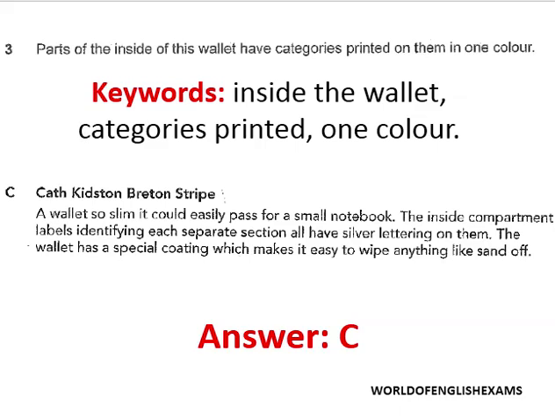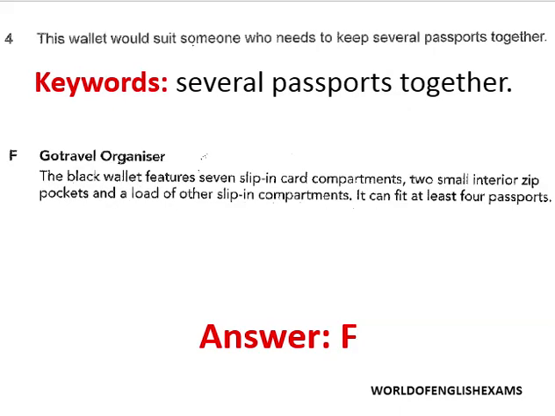Can you see that? Inside compartment. Inside is clearly mentioned in the question, and compartment is nothing but maybe categories. Labels identifying each separate section. So each separate section is also categories. All have silver lettering. Silver lettering on them. Silver lettering is nothing but printed in silver. Silver is the color here. That is why the answer is C. So again I am reminding you, go with the meaning and not with the words. So let's move on to the next question or the next statement.